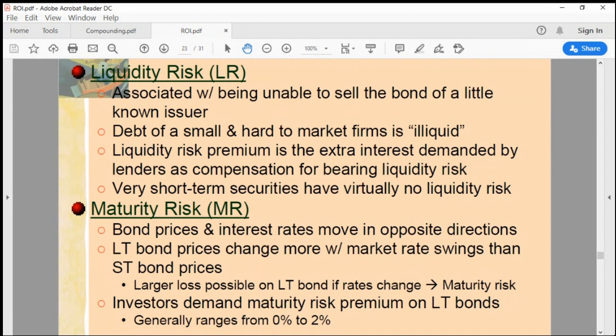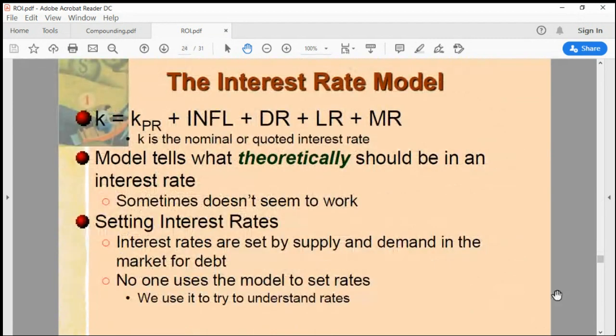And then the second risk is the default risk. And from the second to the fourth, they are all borrower specific, right? Liquidity risk, maturity risk, default risk, they are all borrower specific.